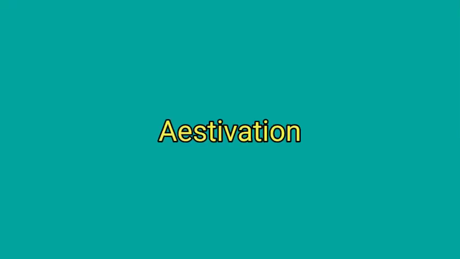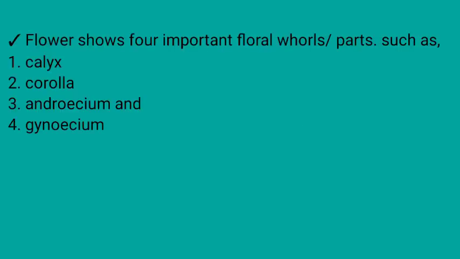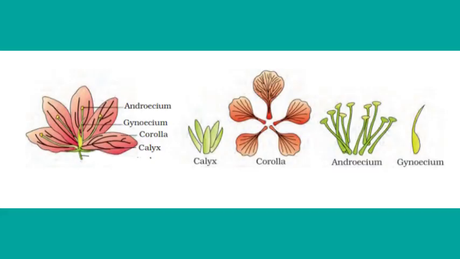Hi everyone, in this video I am going to explain about floral parts and estivation. We already discussed in the previous video that a flower shows four important floral whorls or parts, such as calyx, corolla, androecium and gynoecium. Let's see the diagrammatic representation of floral parts.